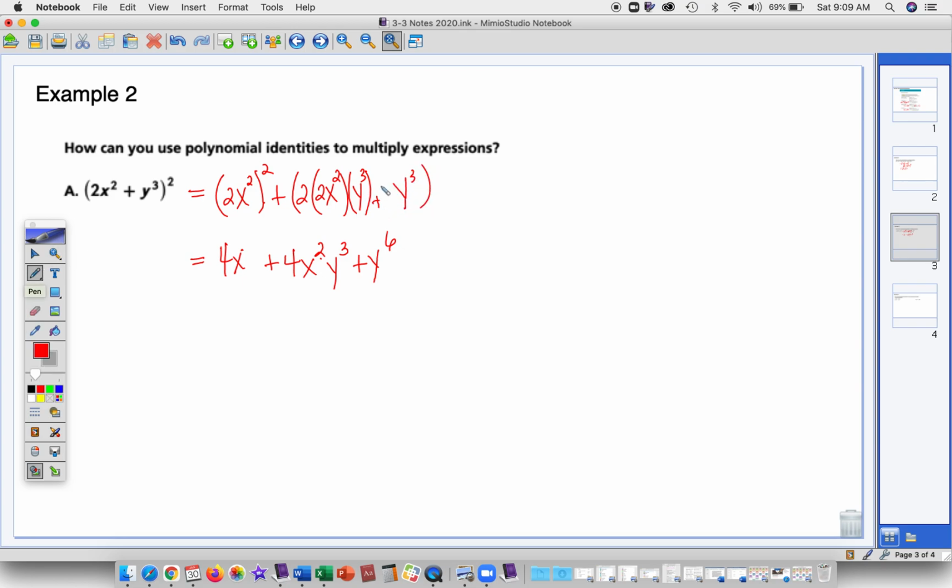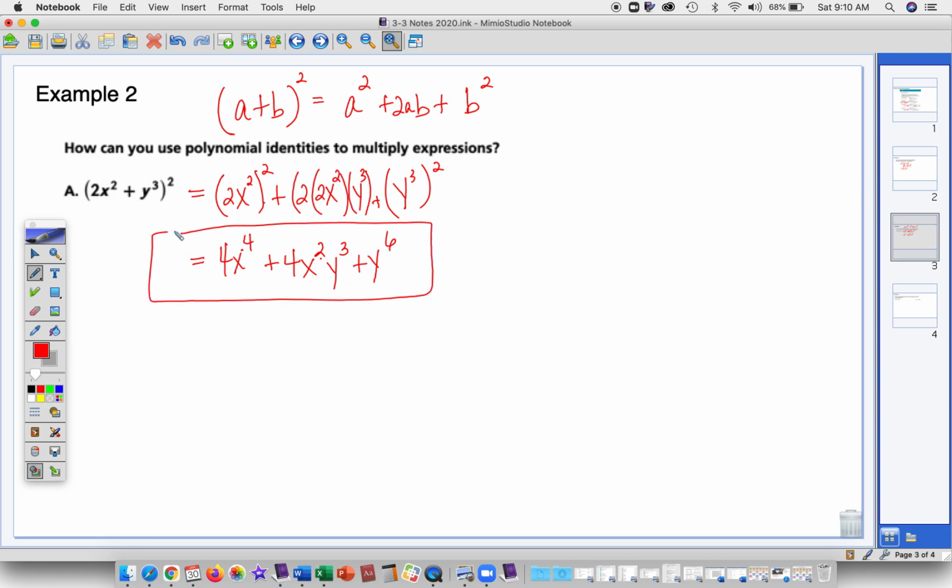Y cubed squared. Remember the pattern, we're using the a plus b squared. We square the first, we square the last, and in the middle it's 2ab. Okay, so I'm squaring the first, squaring the last, 2 times the product of a and b. So back to this, 2x squared squared is 4x to the 4th power. X squared times x squared is x to the 4th. And let me just double check, 2 times 2, good, good. So there's our expansion.